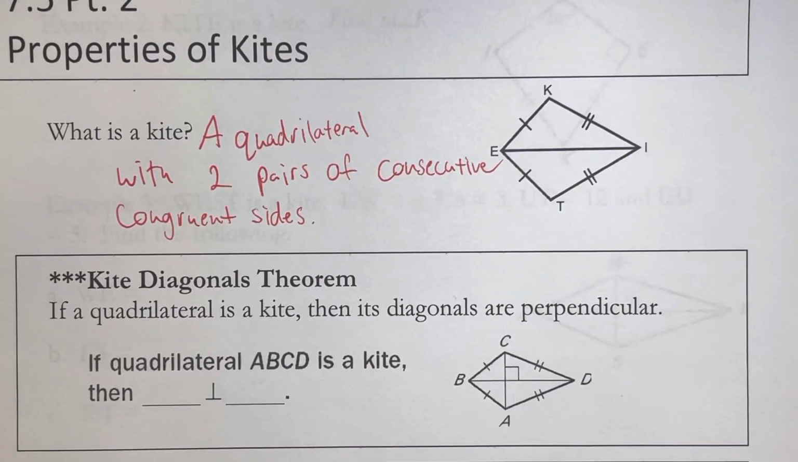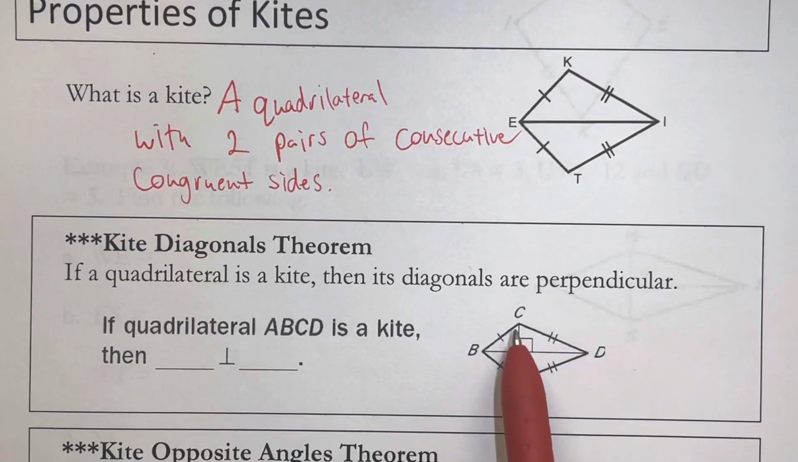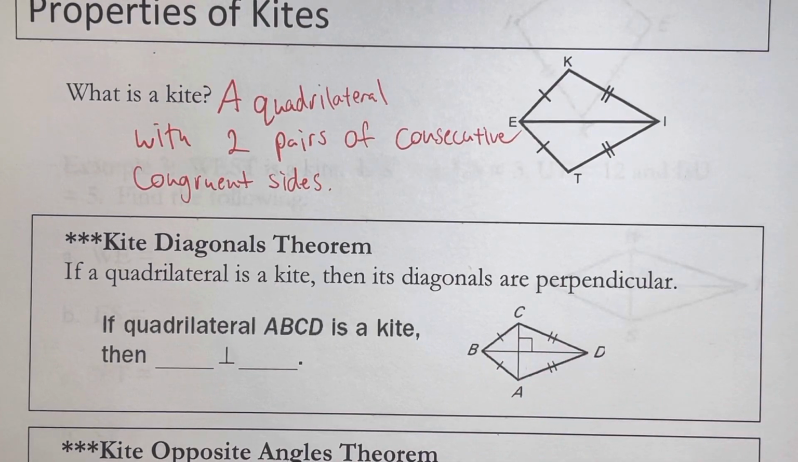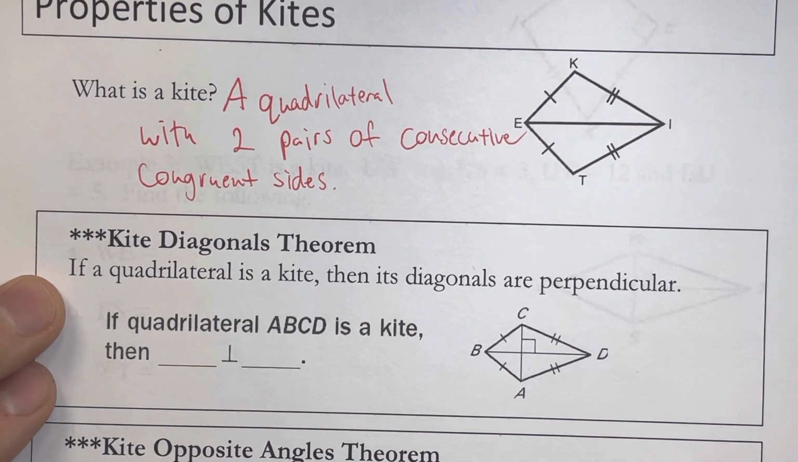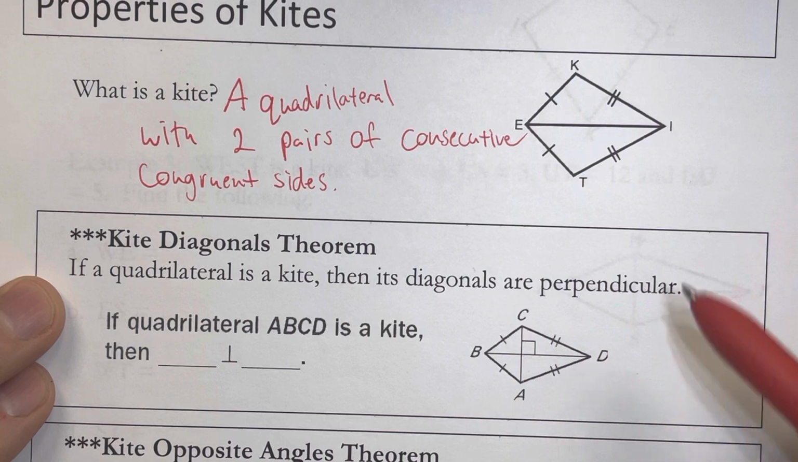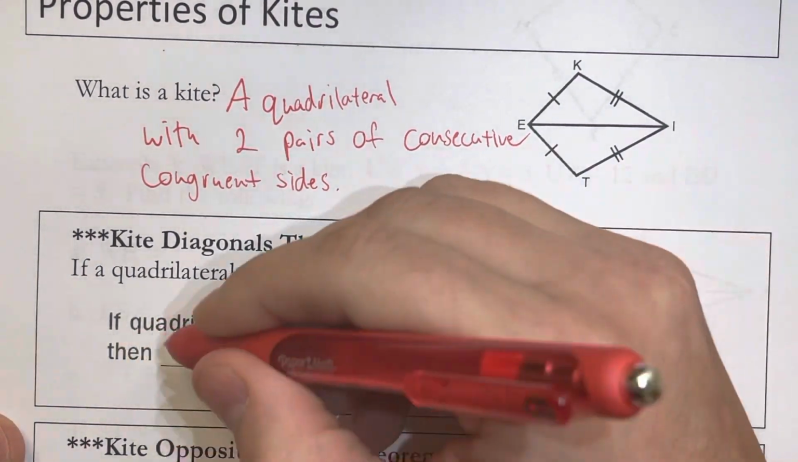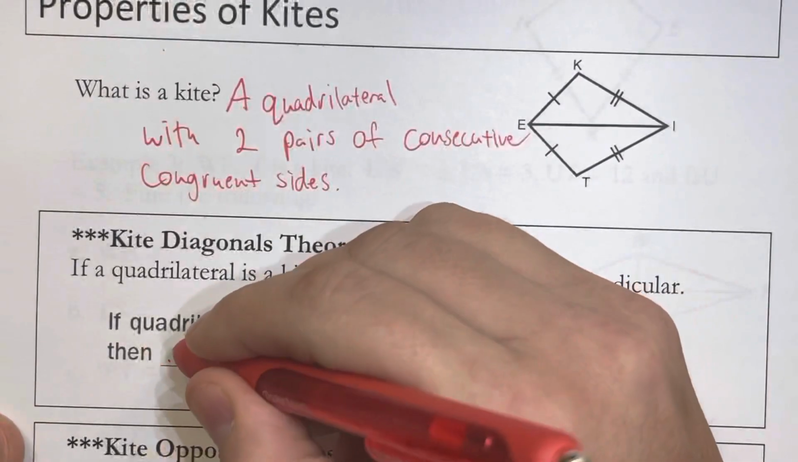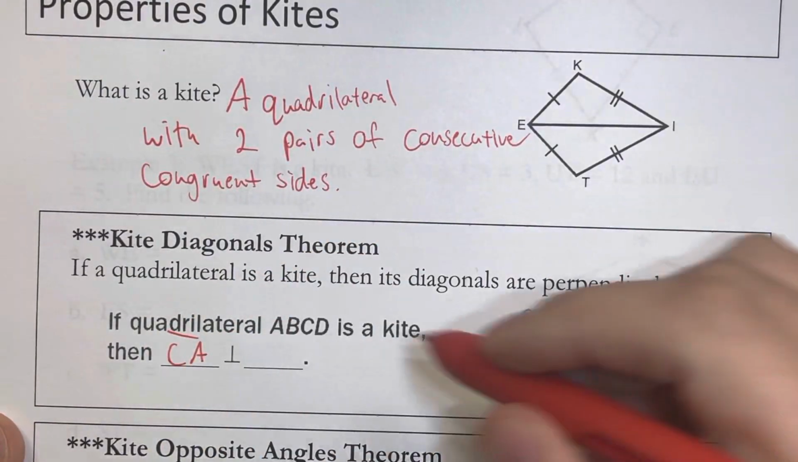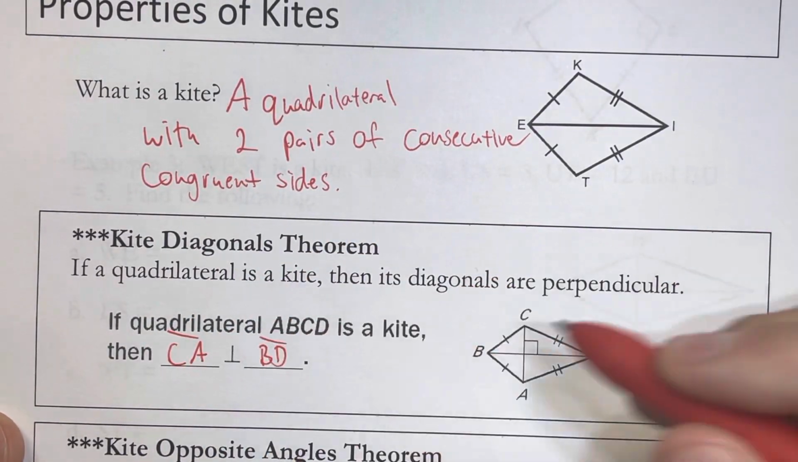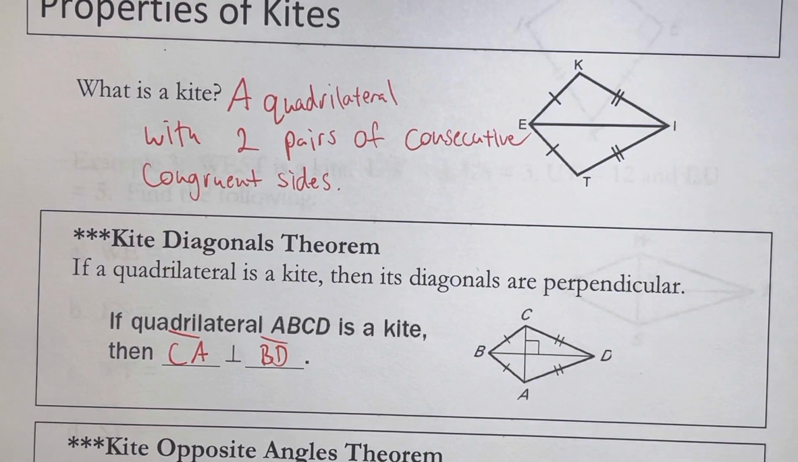Some special characteristics of a kite. A kite has perpendicular diagonals. So if a quadrilateral is a kite, then its diagonals are perpendicular. When I draw on the two diagonals, we get four right angles in the middle. So CA is perpendicular to BD. Kind of obvious when you look at it. If it's drawn to scale, that's going to be perpendicular.